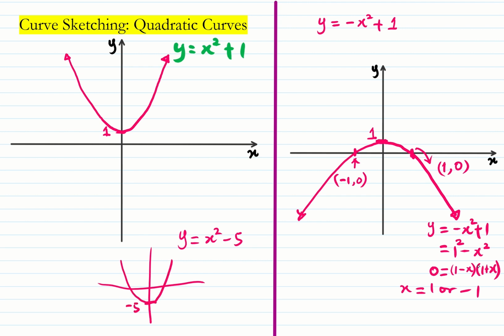Just remember that you then have to find these 2 points by making y 0 and then solving for x. Now we go to the third scenario.